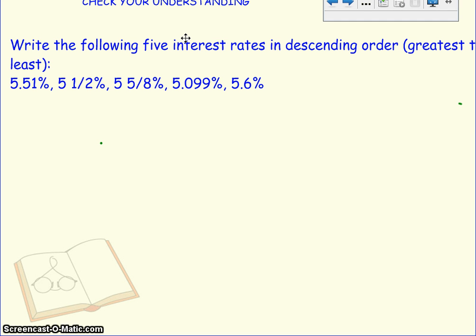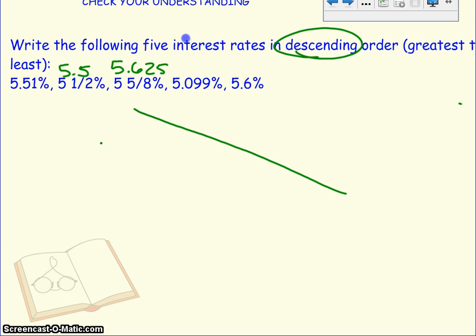All right, so how did you do? Looking at this, again, we've got to compare apples to apples, so let's get these fractions in the form of a decimal. 5 1/2 is 5.5, and 5 5/8 is actually 5.625. This one wants it in descending order, so when you think of it, when you are landing, you descend, you're going down. So it wants the highest value first and then the lowest.